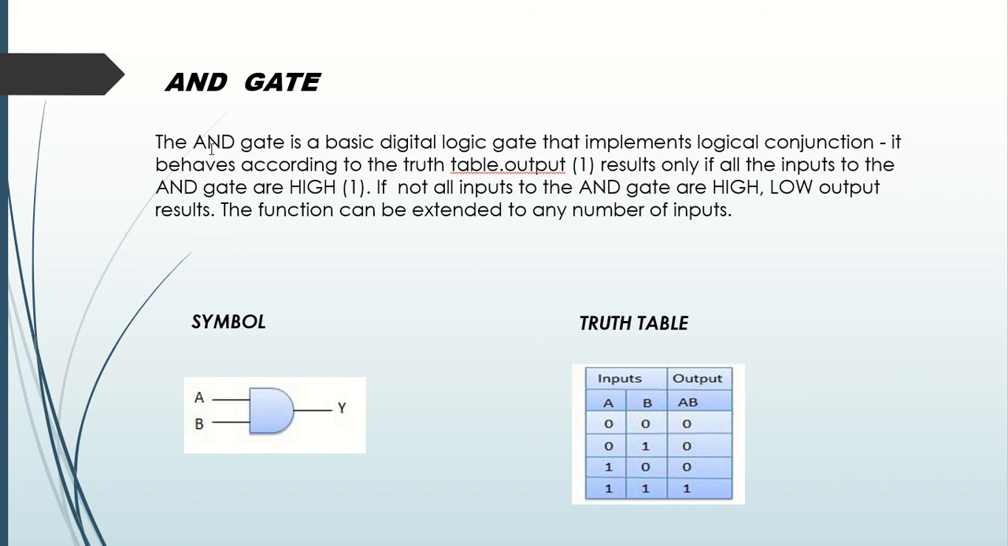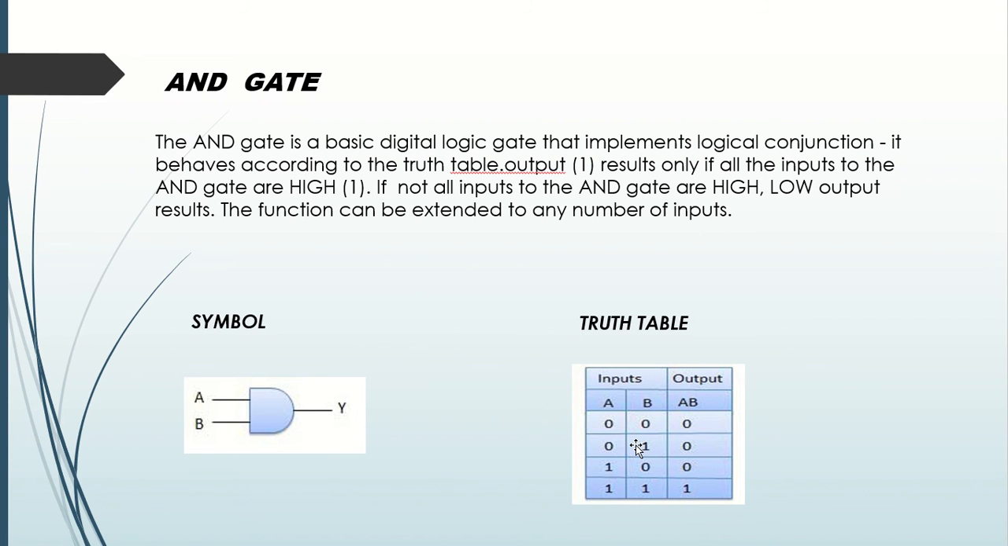AND gate. The AND gate is the basic digital logic gate that implements logical conjunction. It behaves according to the truth table. Output 1 results if all the inputs to the AND gate are high. If not all the inputs to the AND gate are high, it results in a low output. The function can be extended to any number of inputs. Symbol of AND gate is here.